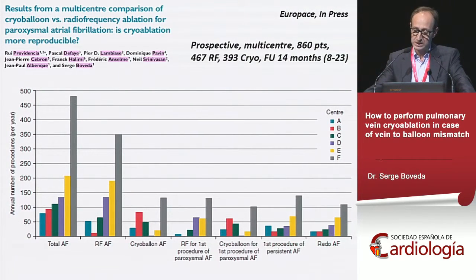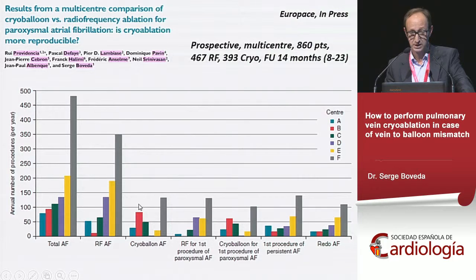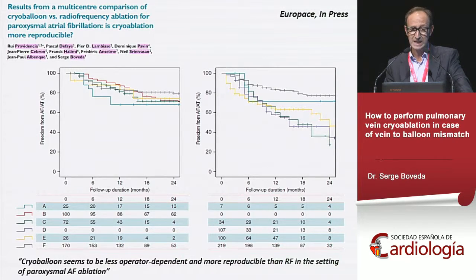This is a paper that is not yet published, but it will be published in the next weeks. And I believe it's also a very important point I want to share with you. If you are looking at the different volume centers and you are comparing both techniques, here you have 5 centers. It's a French registry with a very big volume center and lower volume centers, and namely centers of around 100 ablations per year. We compare radiofrequency and cryo results at a little bit more than 1 year, and what we could see is that the results for cryo were exactly the same independently of the volume of the center.